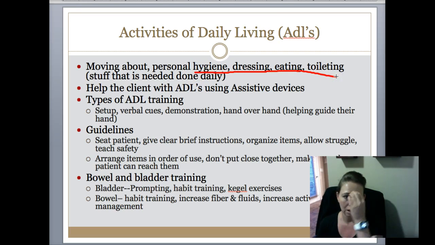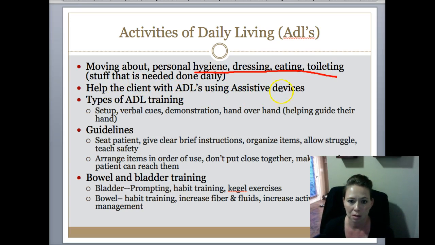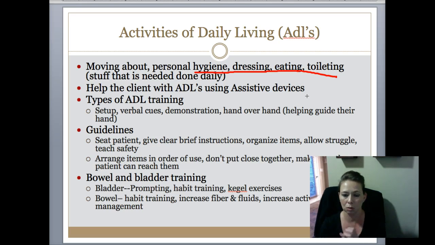Okay. You're helping the client with those ADLs using assistive devices if needed. So if they are eating and they need a thicker, maybe a thick spoon or baby spoon, or maybe a spoon that wraps around their arm to help them be able to feed themselves better, that you're using that. Also, that you're training them how to use those assistive devices, and you're training them how to get ready for the day without you having to do it for them.